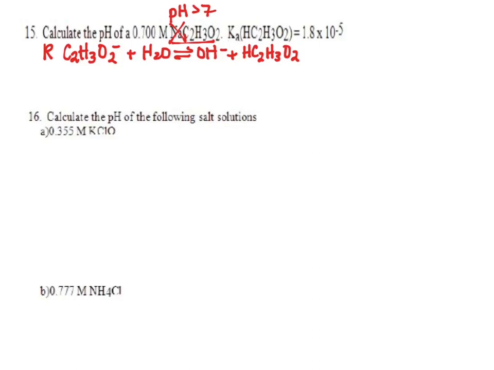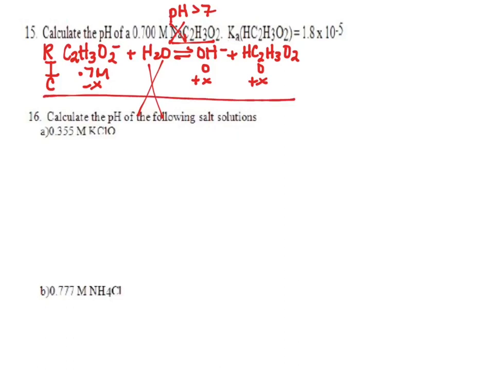So there's our RICE table. Initially, we have 0.7 molar of our anion. Water is out of there. No hydroxide. No C2H3O2. Our change is minus X, plus X, plus X. And then we have 0.7 minus X. X is negligible. X and X.